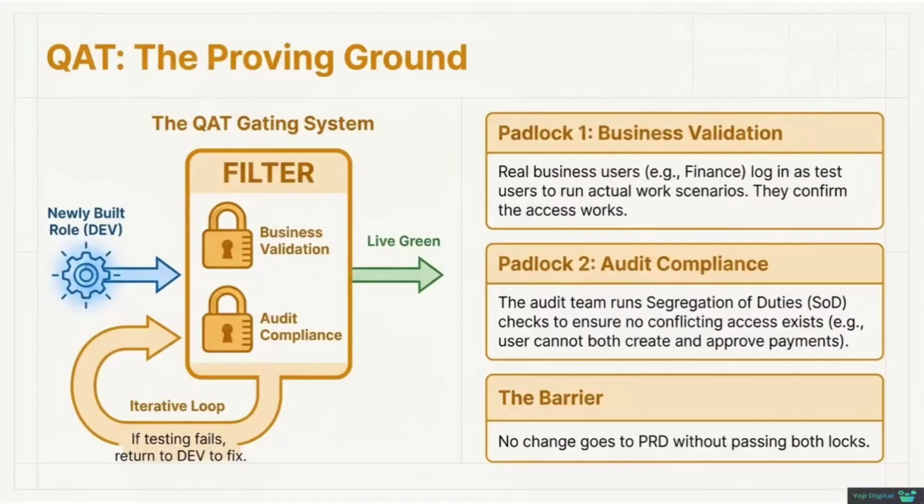QAT is also where the segregation of duties check happens. The audit or compliance team reviews whether any user has conflicting access, like the ability to both create and approve a payment. If they find a conflict, it gets fixed in development and retransported. Nothing goes to production without sign-off from both the business teams and the audit team in QAT. In many regulated industries, this is a legal requirement, not just a best practice.